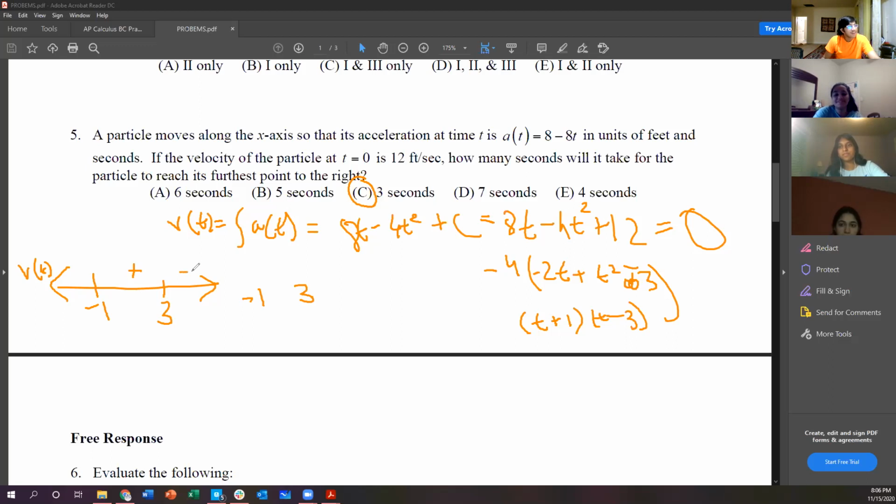And then you'll find that this is negative. So that tells you that your velocity increases and then decreases, which makes sense, right? Because it goes to the right and then to the left.